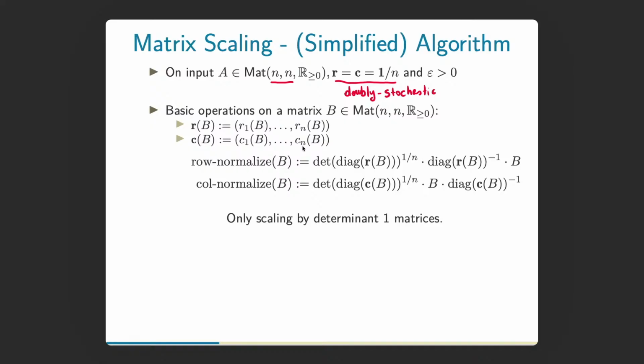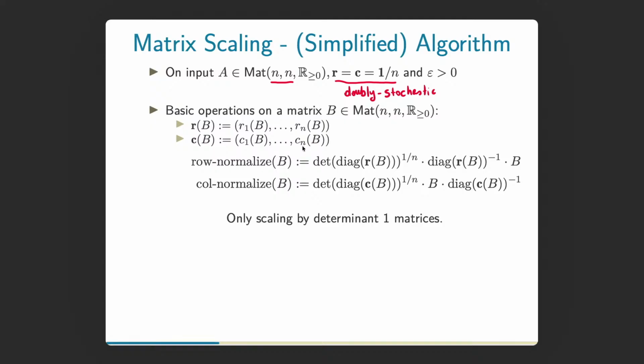For now, if you want, forget about these determinants and just ask what row normalizing is doing. I'm taking B and multiplying on the left, normalizing it so that all the rows of B have the same sum. And column normalizing gives a scaling of B where the columns have the same sum. That's all that I'm doing. Sounds good?